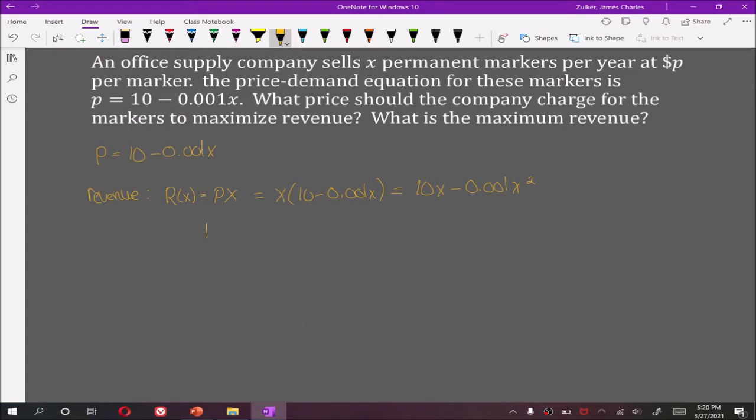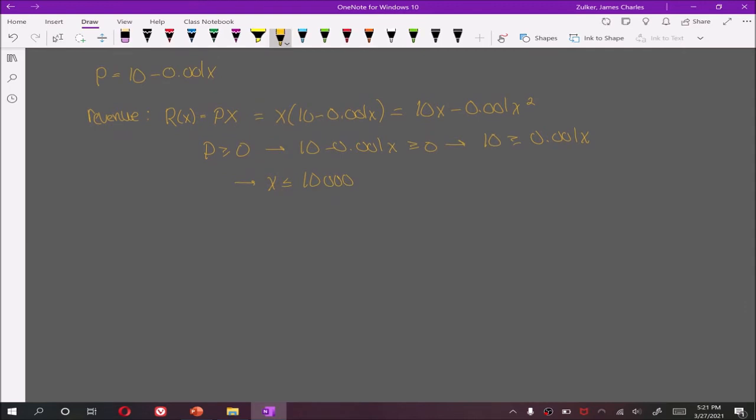Now, price must be greater than or equal to 0. So 10 minus 0.001x must be greater than or equal to 0. So 10 is larger than 0.001x, which means that x itself must be less than or equal to 10,000. Also, the number of units must be greater than 0. So our domain is 0 less than or equal to x, less than or equal to 10,000.